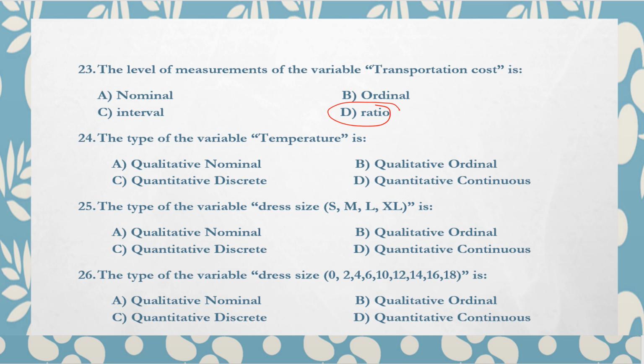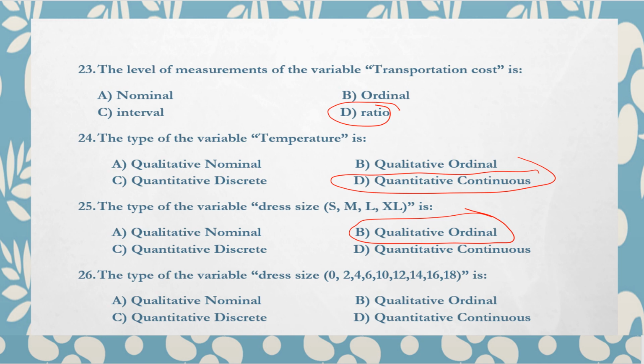The type of the variable temperature is a quantitative continuous variable. The type of the variable dress size, when it takes the form of small, medium, large, x large, and so on, can be said to be categorical data that can be arranged. So it's a qualitative ordinal data, and the right answer is B.